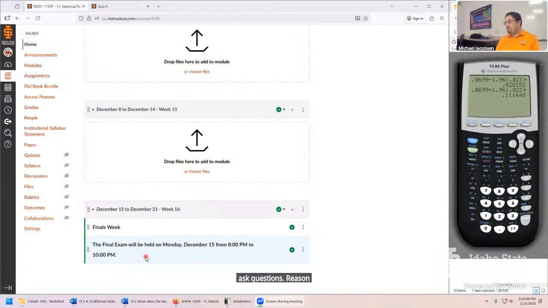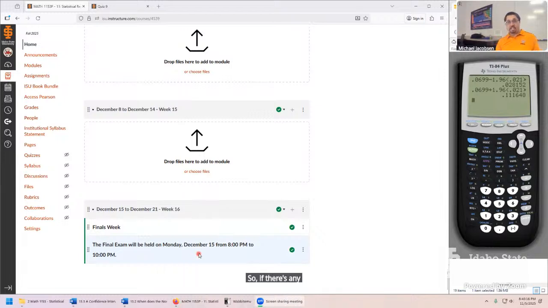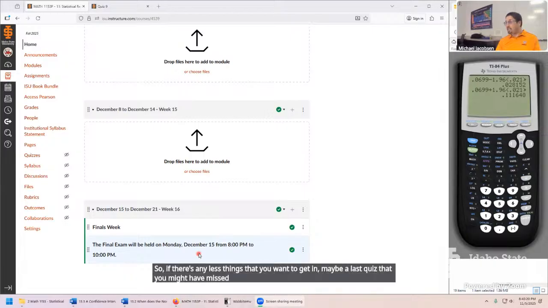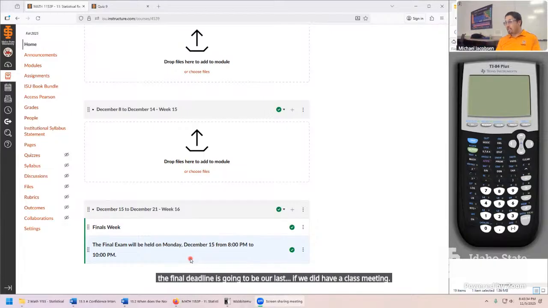Reason that might be relevant is I finalize my grading on Friday of finals week. So if there's any last things that you want to get in, maybe a last quiz that you might have missed and you're turning in very late, best time to do the quizzes before finals for practice. But anything that was left hanging on my lab statistics or final quiz, the final deadline is going to be our last, if we did have a class meeting, Thursday of finals week. So there won't be any meetings, but you might still be doing stuff potentially.